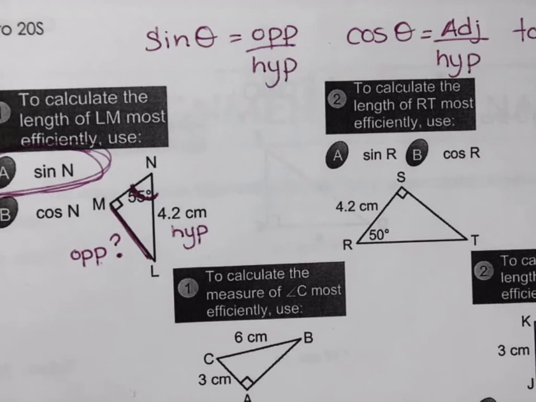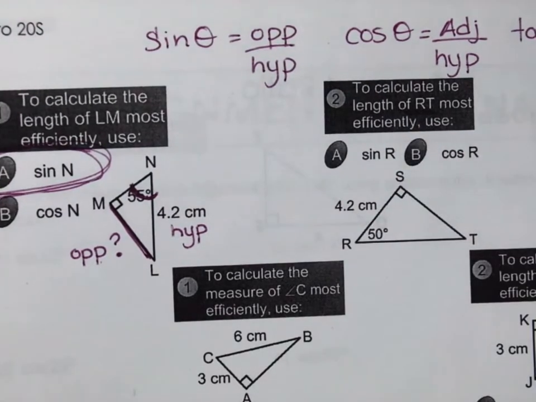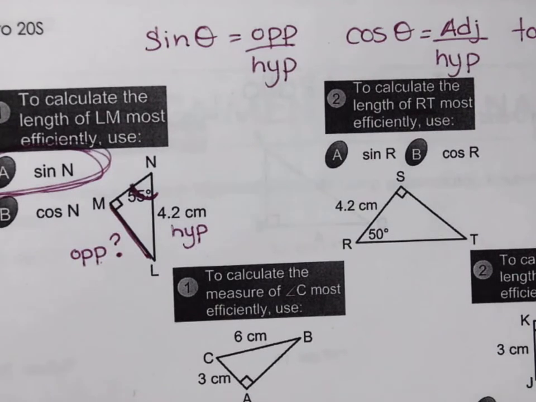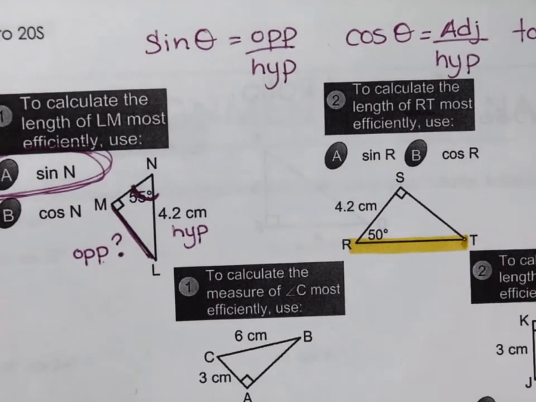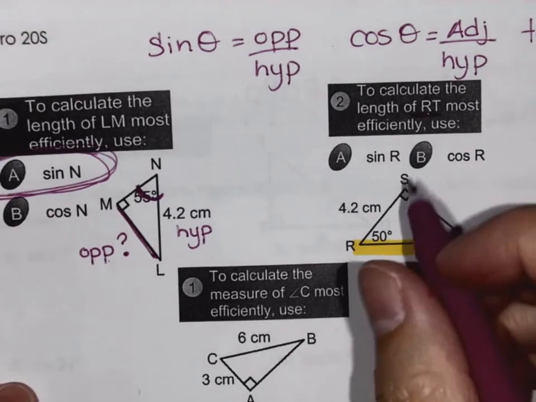Okay, so the first thing I'm going to do is I'm going to label the sides. What side am I trying to find? I'm trying to find RT. So I am trying to find that side here. What type of side is that? Is that my hypotenuse, my opposite? Okay, so I'm trying to find my hypotenuse.